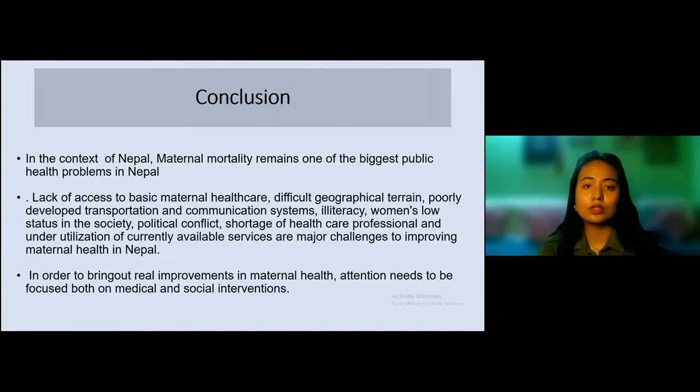So in conclusion, in the context of Nepal, maternal mortality remains one of the biggest public health problems in Nepal. Lack of access to basic maternal health care, difficult geographical terrain, underdeveloped transportation and communication systems, illiteracy, women's status in society, political conflict and shortage of healthcare professionals, and also the underutilization of currently available services are the major challenges of maternal health in Nepal. In order to bring real improvements in all these challenges, there should be more attention.